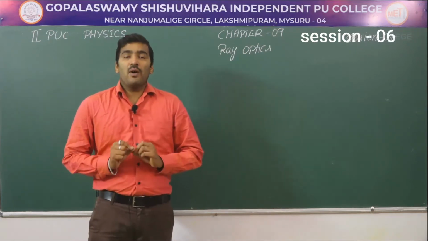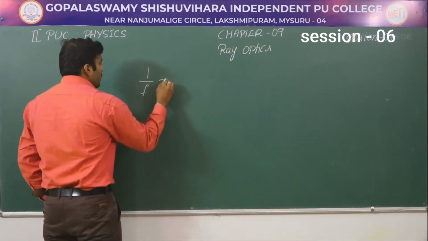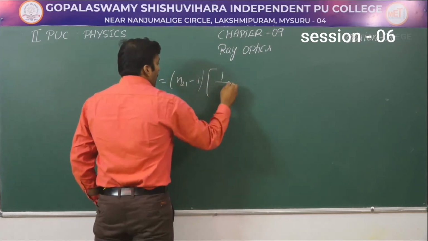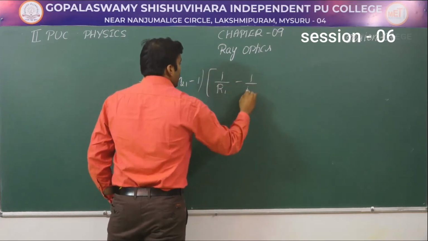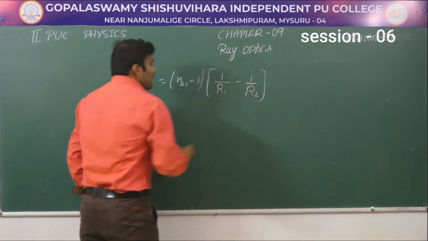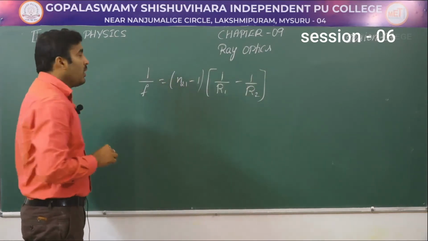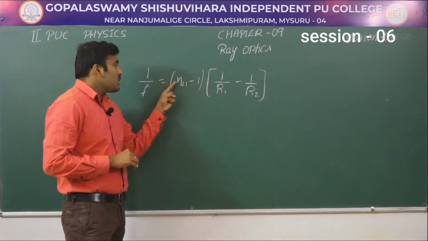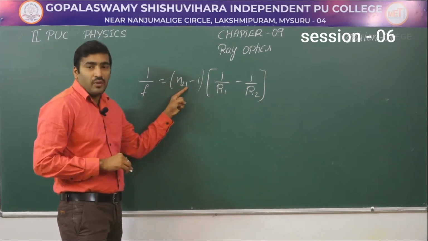In our previous session, we derived a lens maker's formula, which is a very important one. So the lens maker's formula is 1 by f is equal to (n21 minus 1) into (1 by r1 minus 1 by r2). So this is the lens maker's formula. Here n21 means the refractive index of the second medium with respect to the first medium.